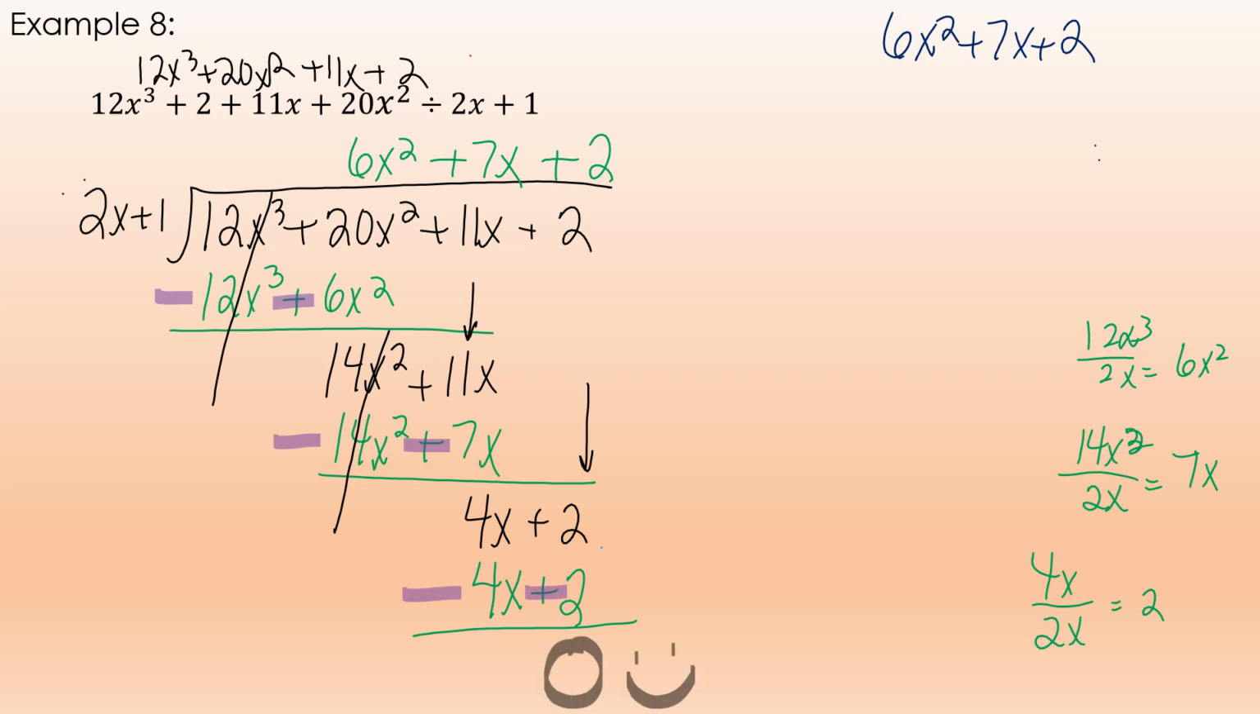Okay, did we get the same quotient? Yeah, of course we did. Heck yeah. Same value, 6x squared plus 7x plus 2. So whether you like long or synthetic for this example, you have a choice. I've shown you both ways.